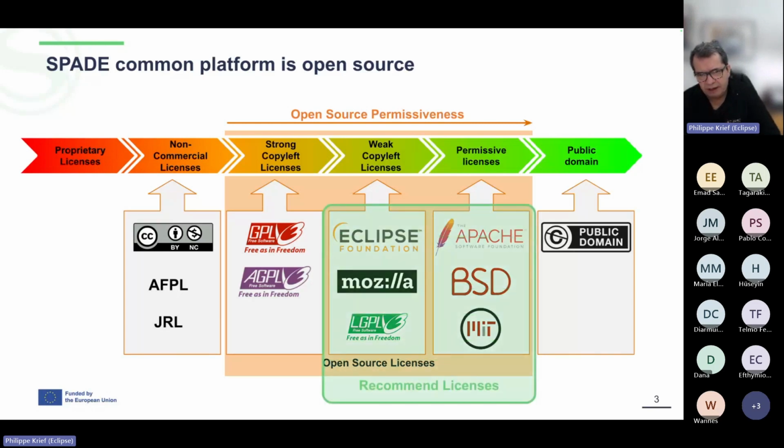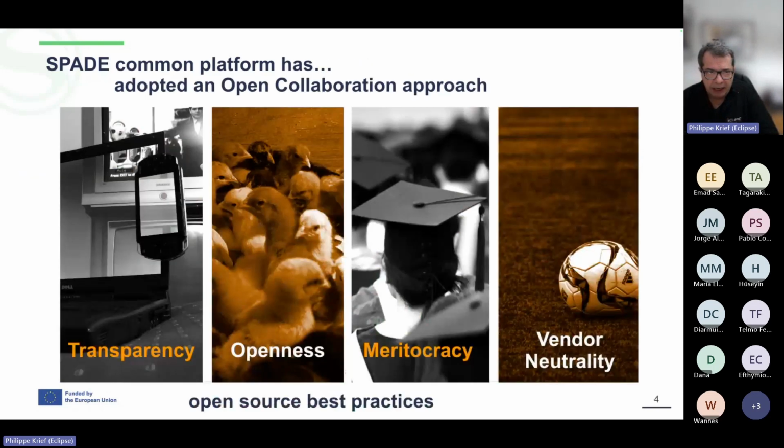What we decided with SPADE, for now, is that we haven't made a final decision between weak copyleft or permissive license, but by the beginning of the proper project, the open calls, we will decide which license will be used between Eclipse, Apache, BSD, or MIT. These are the recommended licenses, and we ask you to select one of these licenses for your code as well, to make it business friendly for us and for yourself, as we do with our code.